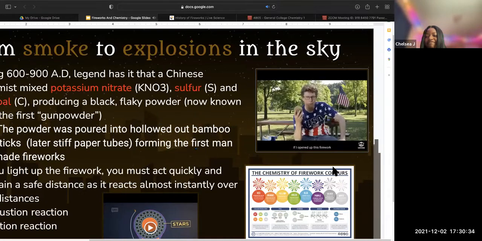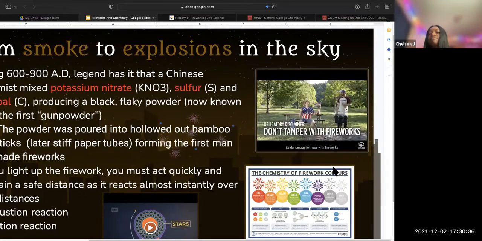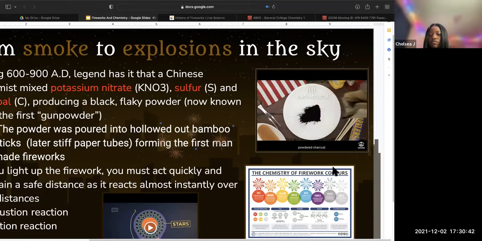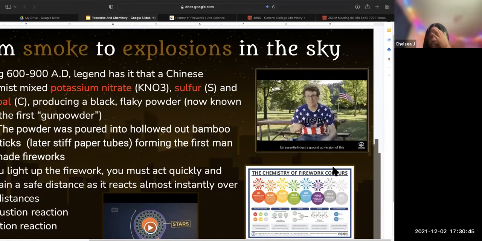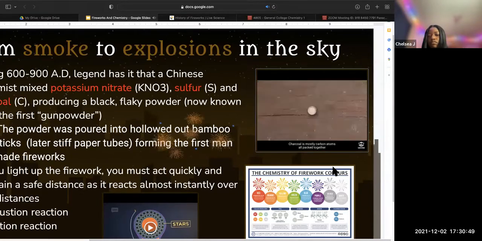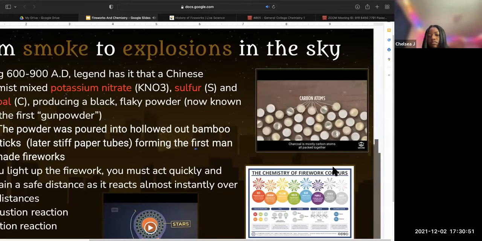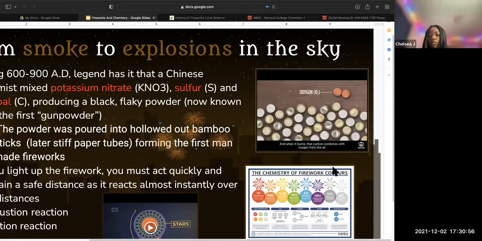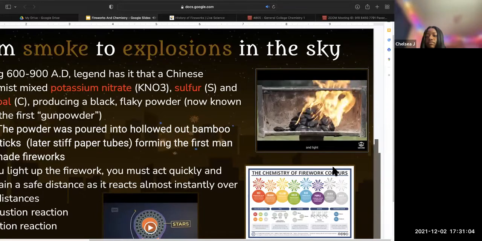If I opened up this firework, and I wouldn't do that, it's dangerous to mess with fireworks, I'd find lots of interesting chemicals, including the fireworks fuel, powdered charcoal. It's essentially just a ground up version of this. Charcoal is mostly carbon atoms all packed together. And when it burns, that carbon combines with oxygen from the air to form carbon dioxide. That chemical reaction releases energy in the form of heat and light.